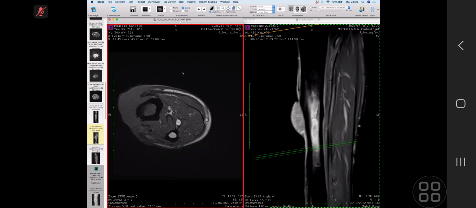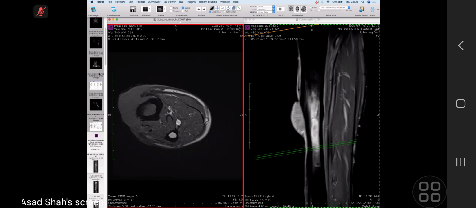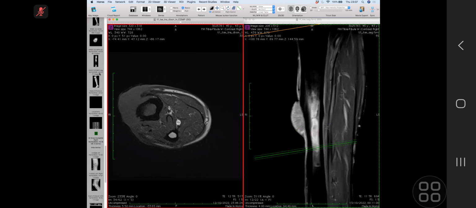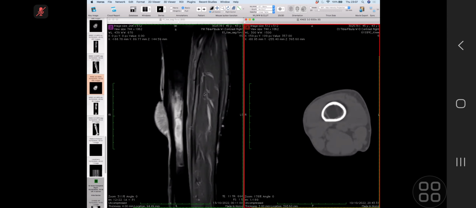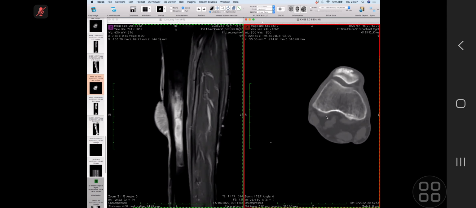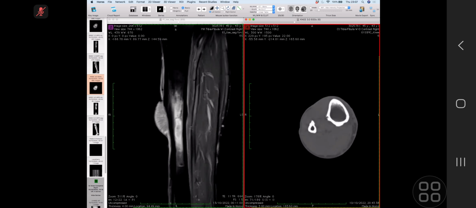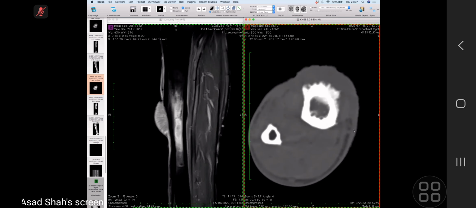So there's sunburst type periosteal reaction I can see, but I'm not sure about this. So can you show me the coronal? I'm going to show you the CT then. All right. Okay. We're talking about periosteal reaction, so let's get to the CT. So please scroll it.